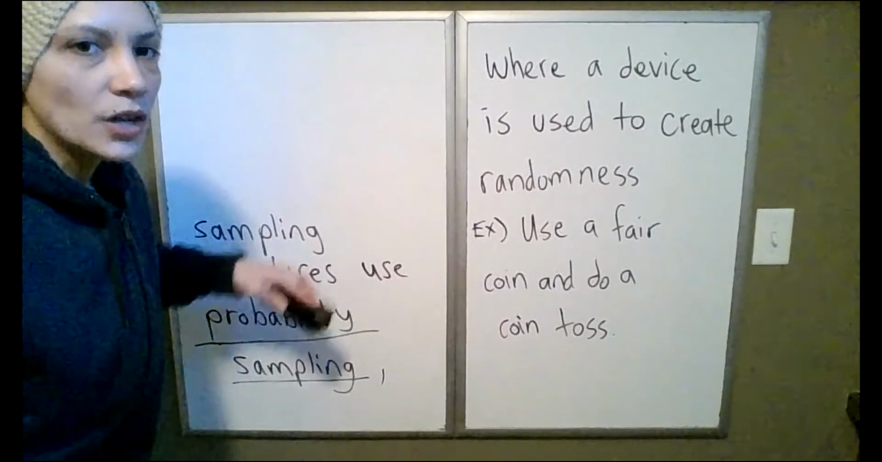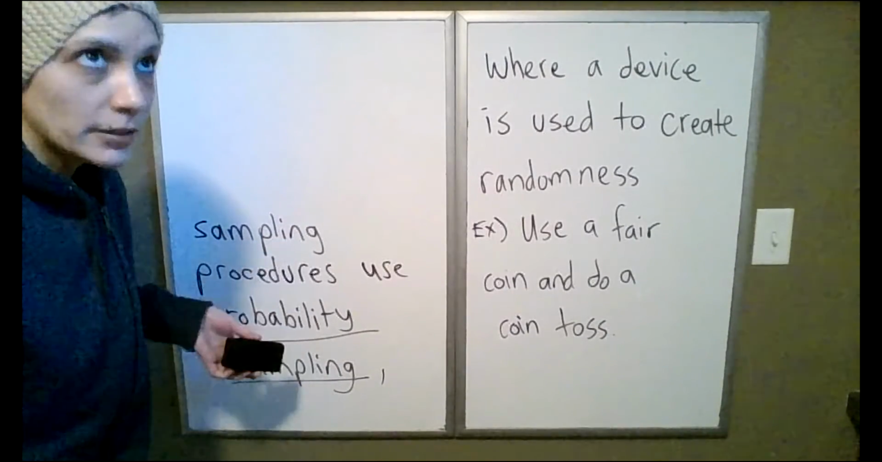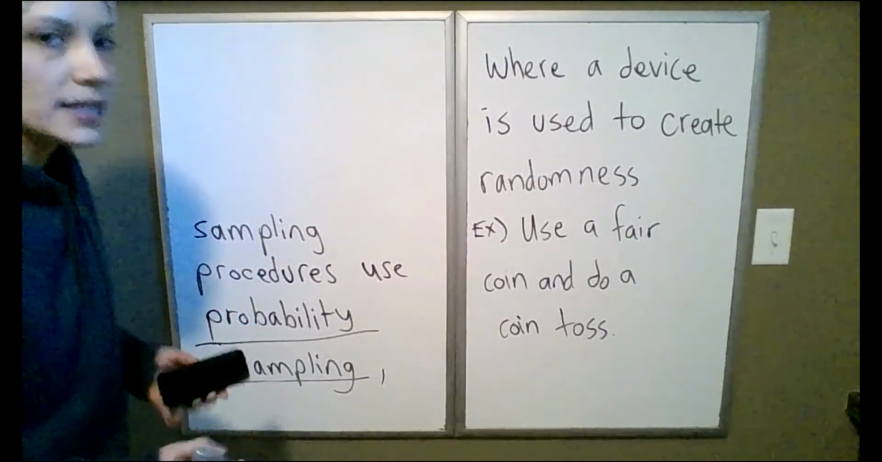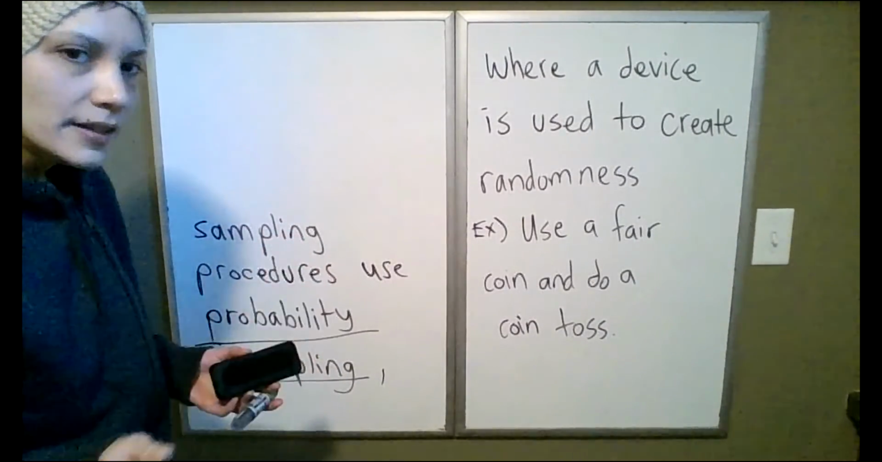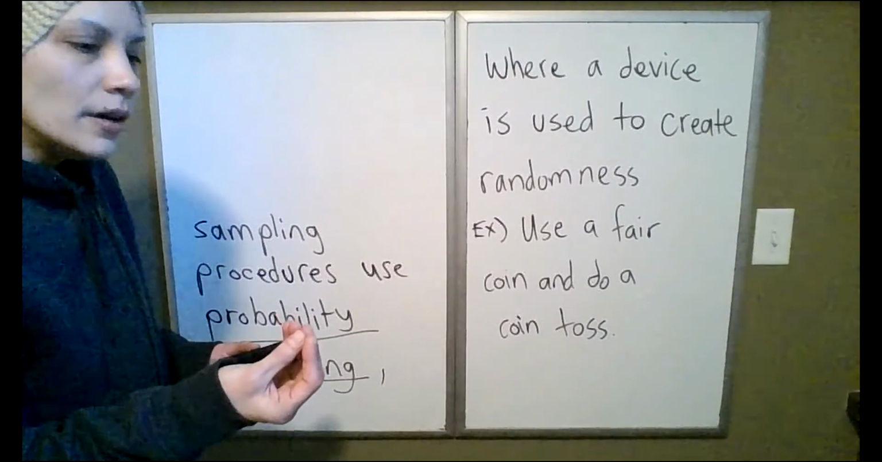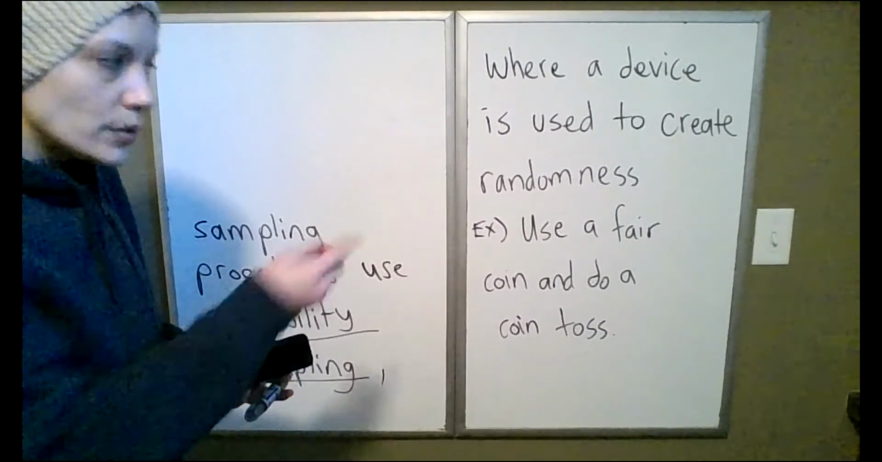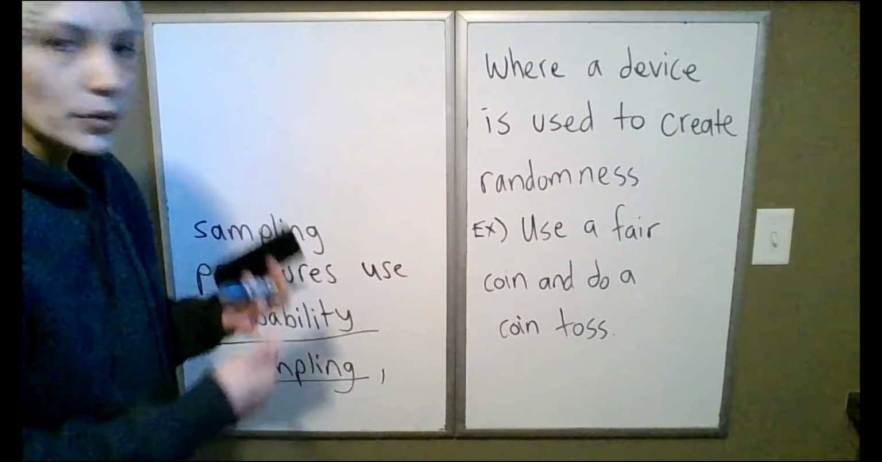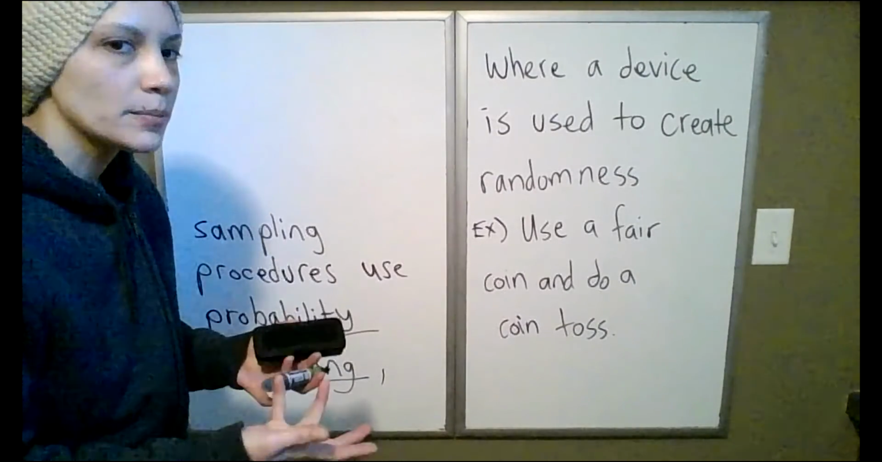I mentioned before, there are also random letter generators too. So maybe each person's represented by a letter. Then you use that device, like on Google, to pick one of those letters at random.